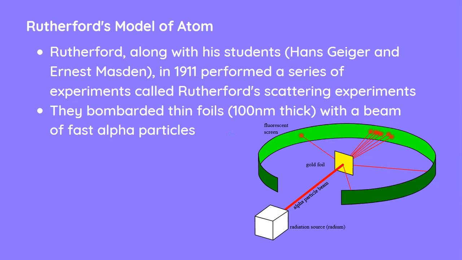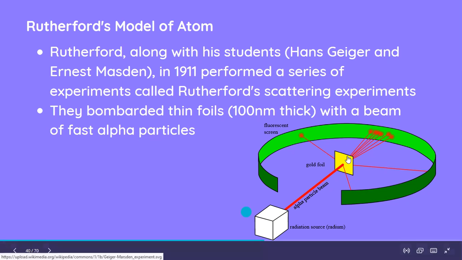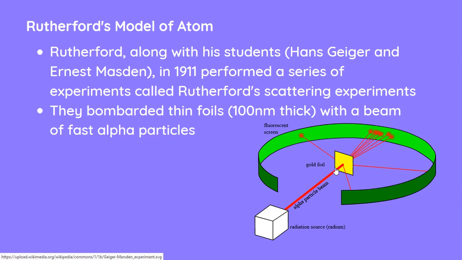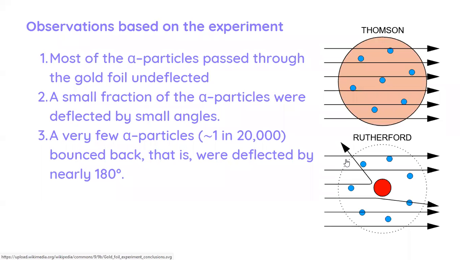It is placed inside a lead box with slits in between to ensure that they got a fine beam, and this was detected by a fluorescent screen, a zinc sulfide screen. And then when these alpha particles from the radioactive source hit the gold foil, the observations were made. Based on JJ Thomson's model of the atom, we should have observed that the alpha particles moved straight through. But that was not the case.